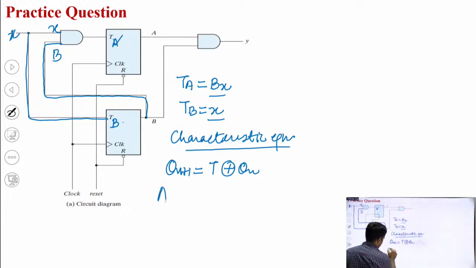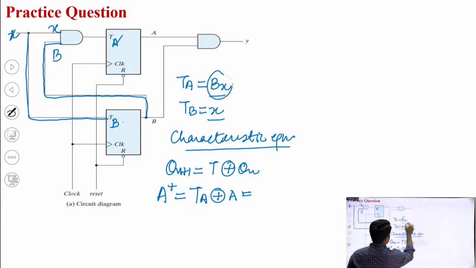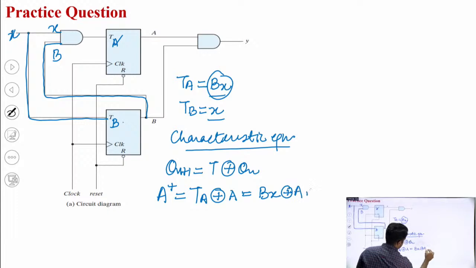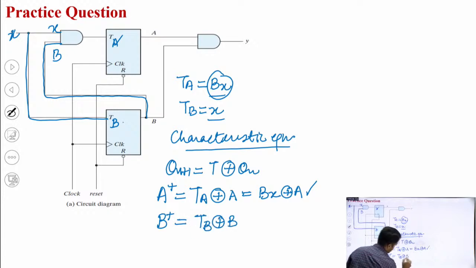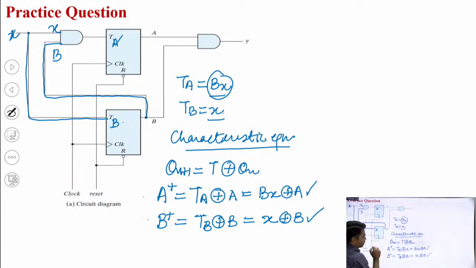That means if I want to calculate the next state, A plus will be equal to TA XOR the previous version of A. Okay. That means TA is equal to Bx, so Bx XOR A. So this is the expression for A plus. Similarly, B plus will be equal to TB XOR B. B is the previous output of this flip flop only. So TB is equal to X, so X XOR B. So these are the expressions which are going to be used for the next state computation.